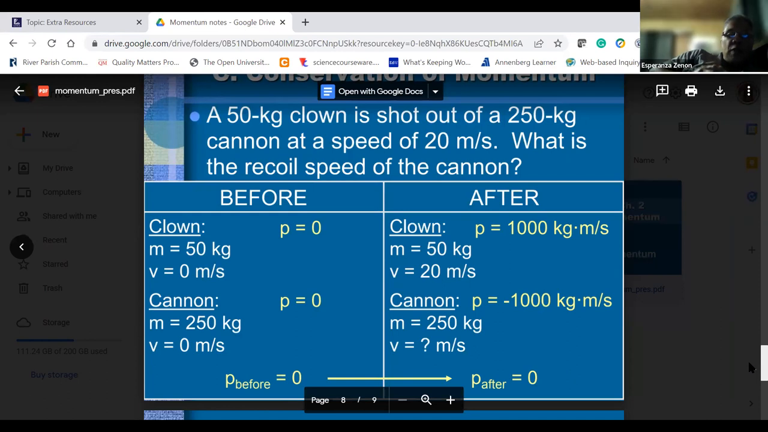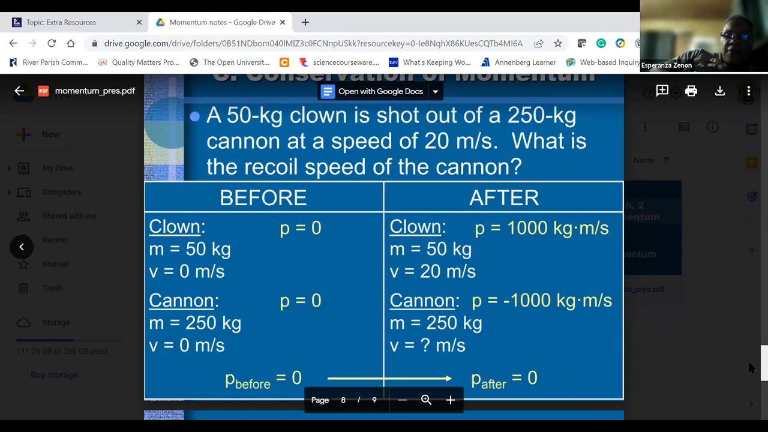Okay? So now we have to take this motion and look at it. Before the cannon is fired, after the cannon is fired. So before, nothing's moving. The clown is stationary. The cannon is stationary. So my total momentum is zero. So if my total momentum before the cannon is fired is zero, then my total momentum after the cannon is fired has to also be zero, okay? The total has to be the same.